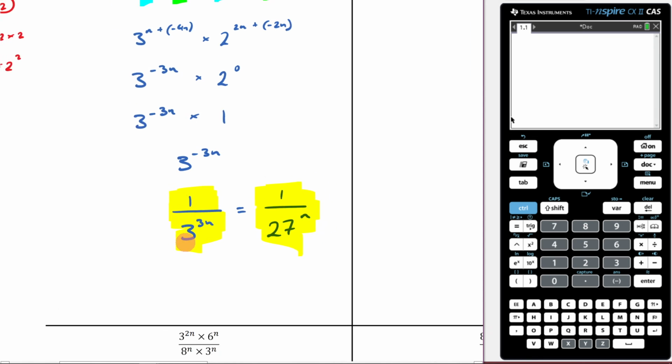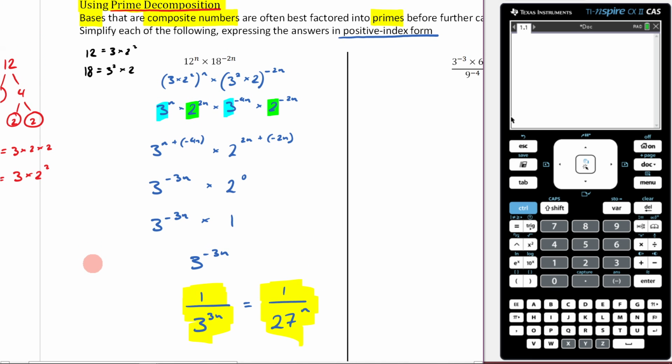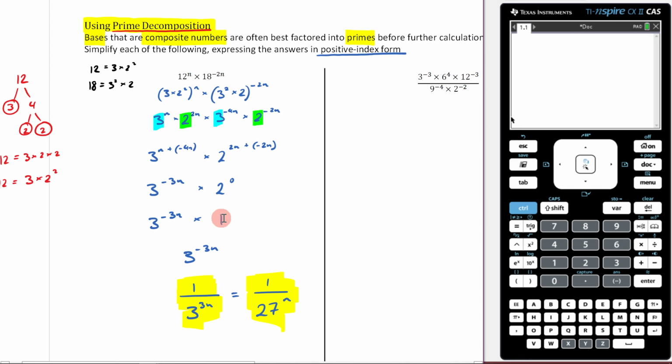Okay, hopefully this was a good introduction as to how to use prime decomposition to answer questions. We're now going to go through a whole bunch of other examples, so I'll see you in those next ones.